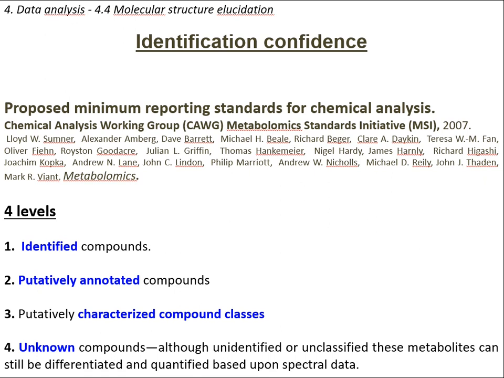For this, there's been some work by a team, the Chemical Analysis Working Group of the Metabolomics Standards Initiative, in 2007, and another paper in 2014, which established the minimum reporting standard for chemical analysis. Regarding identification, they defined 4 levels: identified compounds, putatively annotated compounds, putatively characterized compound classes and unknown compounds.